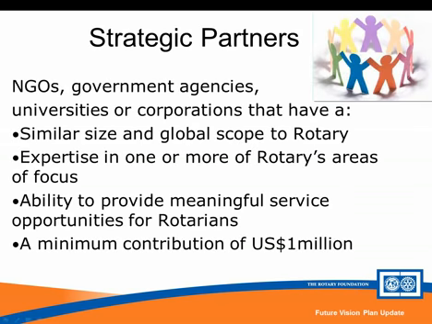For some helpful background information on strategic partners, these are organizations that are NGOs, government agencies, universities, or corporations that have a similar size and global scope to Rotary, meaning that they must be able to implement projects all over the world. Strategic partners also have an expertise in one or more of Rotary's areas of focus. They have the ability to provide meaningful service opportunities for Rotarians. That's what we call our package grants. And they must have the ability to provide a minimum of US $1 million to the partnership.